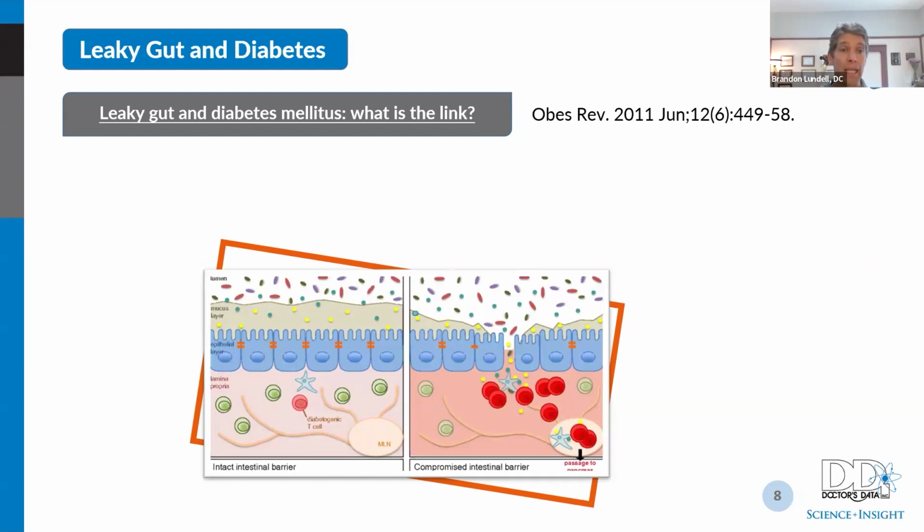Leaky gut and diabetes. What is the link? And we're talking about not just type 2, but type 1 as well. And how these researchers out of the University of Copenhagen talked about and delineated and researched, well, if you have whether it's type 1 or type 2, what determines whether you get that is whether you have leaky gut or not.